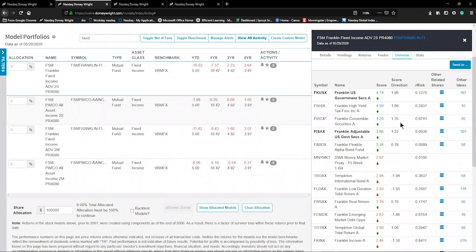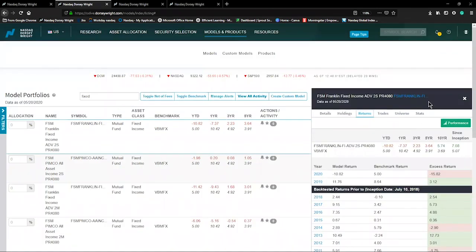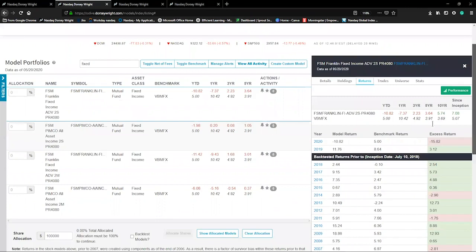But another area to look towards, if you're looking for further return information, one area that I don't believe we've touched on just yet: each model is going to have a returns tab there in the middle that's going to include a breakdown on the model return as well as the benchmark that we're using, that VBI or VBMFX fund. Looking at the model and the benchmark return, we'll provide an excess return for you over on the right-hand side.